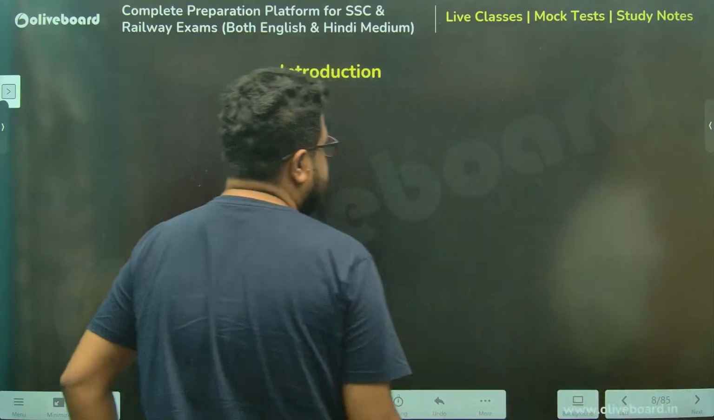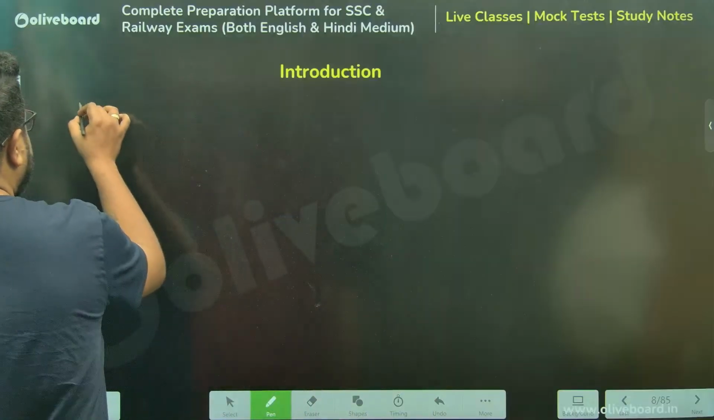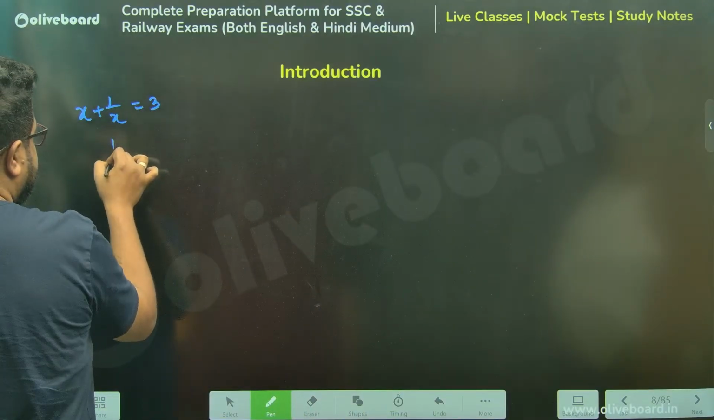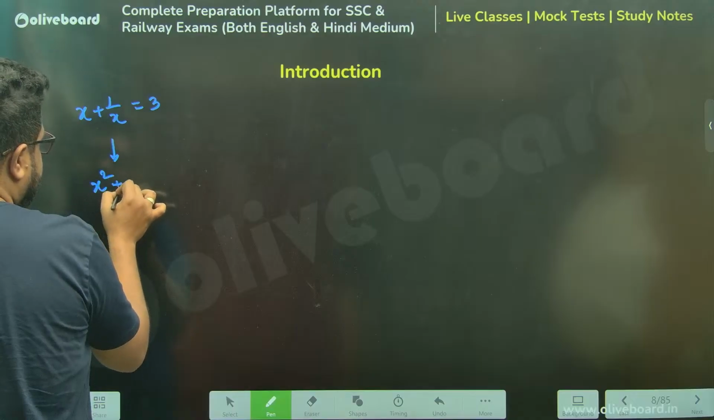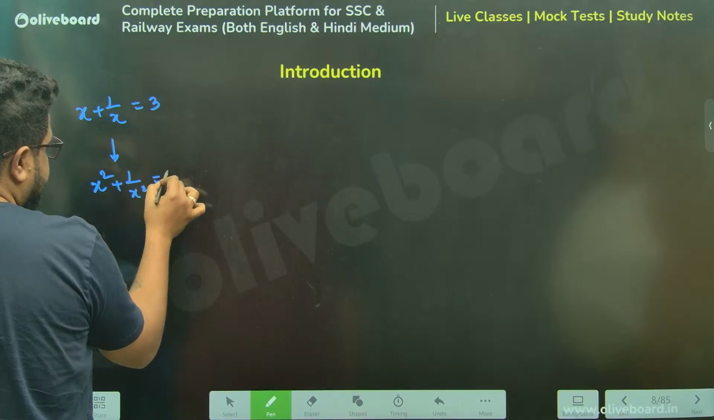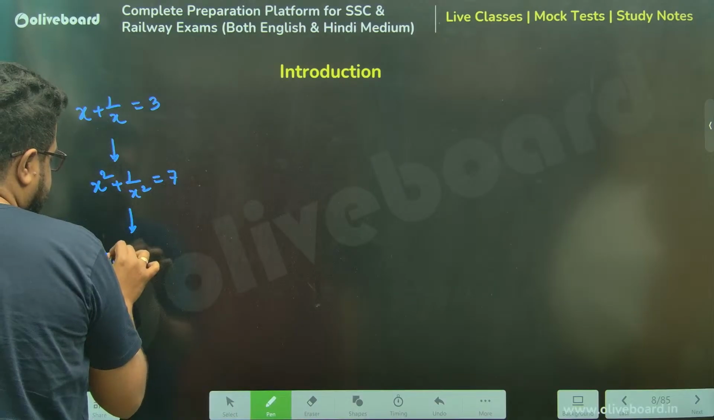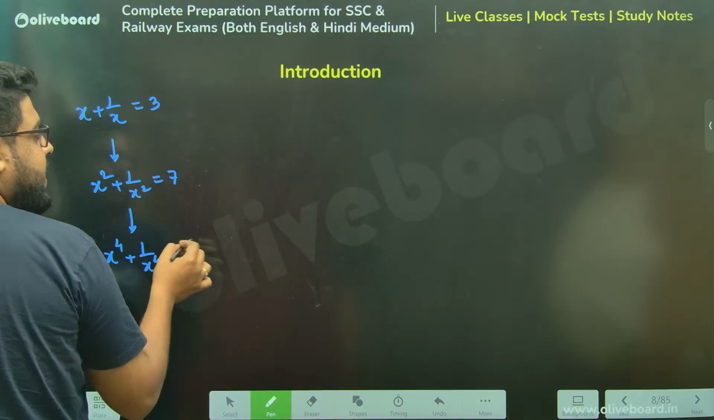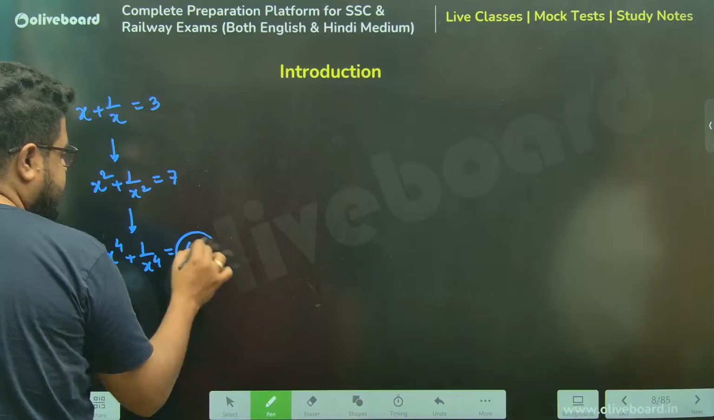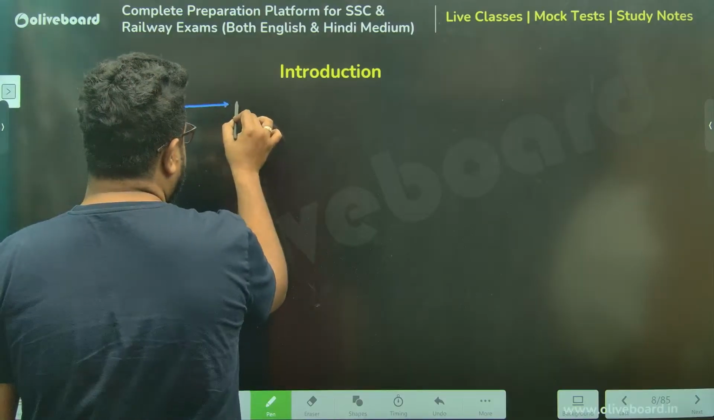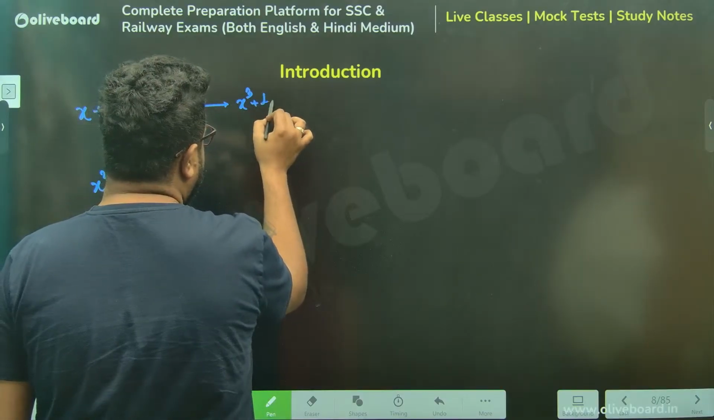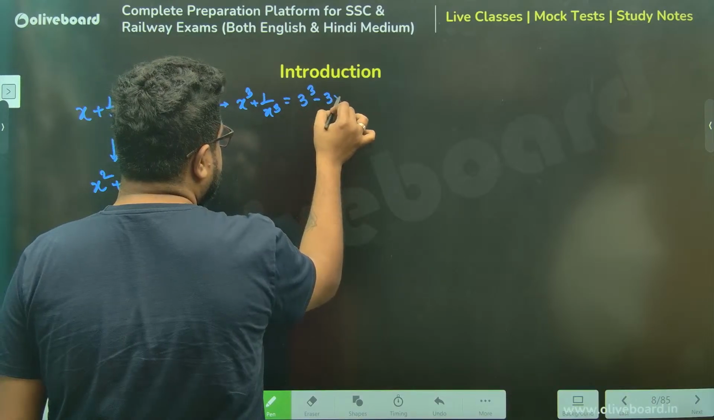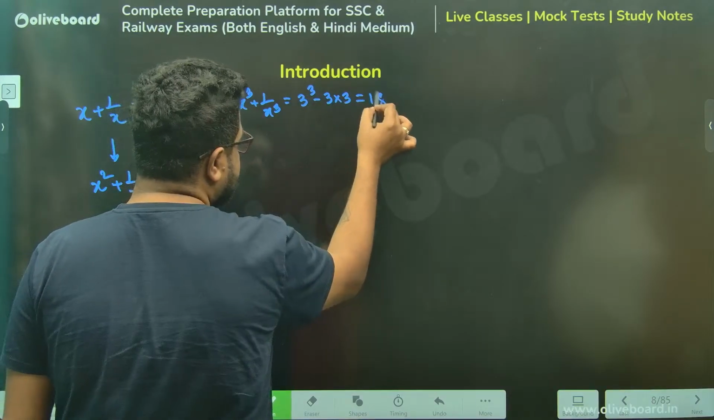843. Sir, x plus 1 by x was given as 3. So, first things first. x square plus 1 by x square will be 7, sir. x to the power 4 plus 1 by x to the power 4 will be how much? 7 square minus 2, that is 47, sir. Also, x cube plus 1 by x cube will be how much? 3 cube minus 3p, which is 18, sir.